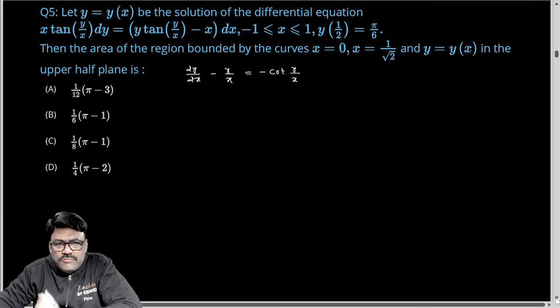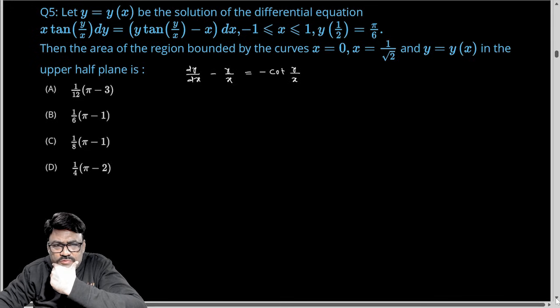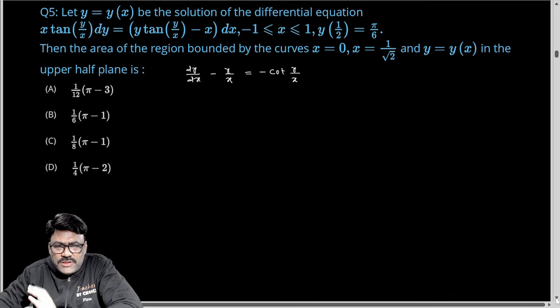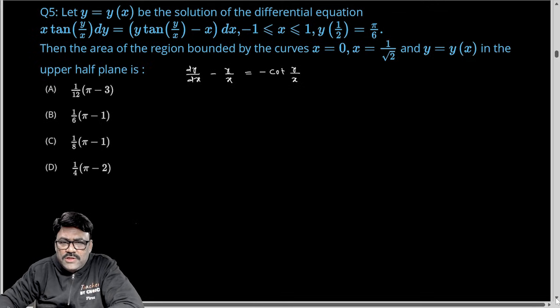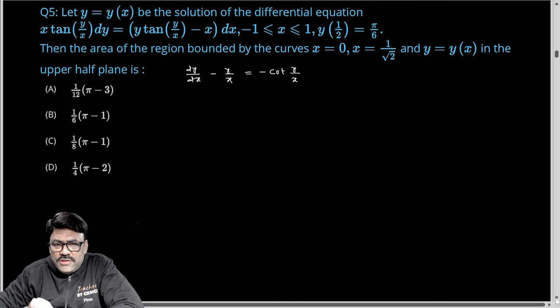Just divide the whole equation. Take this dx to the denominator, to the left side. So if you take this dx to the left side, you will get dy by dx, and divide the whole equation by x tan y by x. So you are getting dy by dx, and when you divide by x tan y by x, this term becomes the second term. This one becomes y by x on the right. On the left it is minus y by x, and then here x and x cancel. 1 by tan is cot, so minus cot y by x.